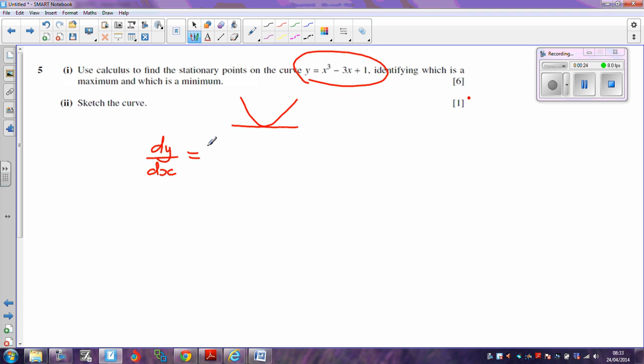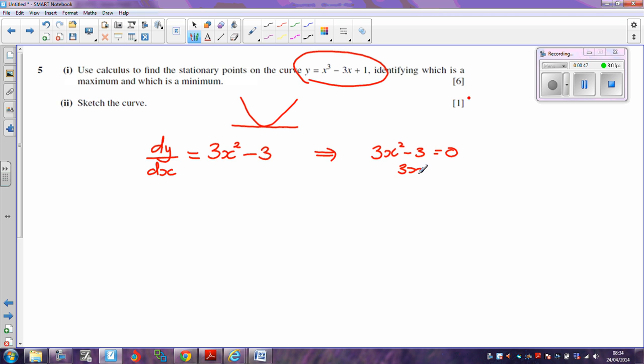dy by dx, we bring down the 3, and the power goes down 1, so 3x squared minus 3. The x is just going to disappear, and if we differentiate 1, we just get 0. So the gradient is 3x squared minus 3. Now, to find the stationary points, we're going to put that equal to 0. So 3x squared minus 3 is equal to 0.